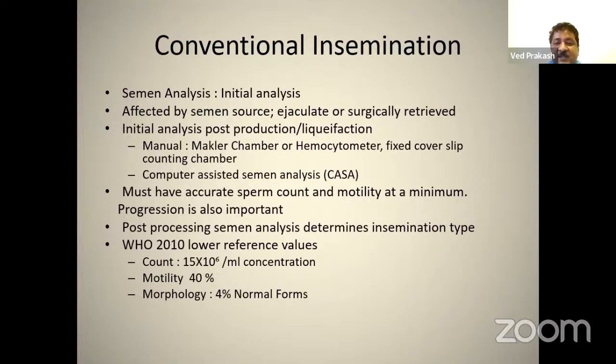Post-processing semen analysis determines the insemination type. What kind of insemination do we have to do? Maybe conventional, or sometimes we have to use some advanced technique. In semen, we mainly check count, motility, and morphology. These are the main things based on which we select the sperm, as well as the type of treatment we are going to provide the patient, like IUI, IVF, or ICSI.